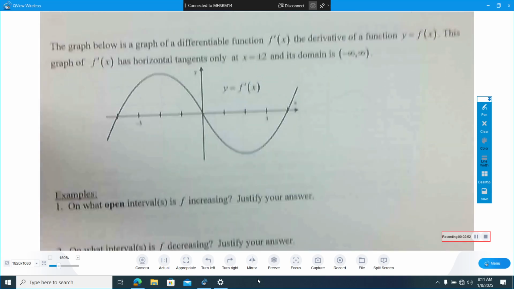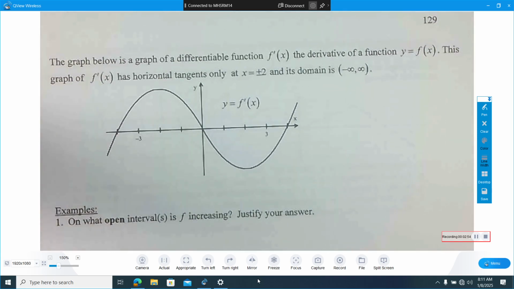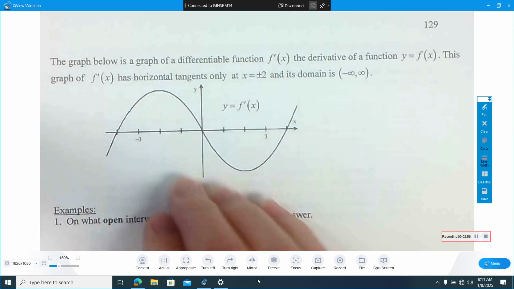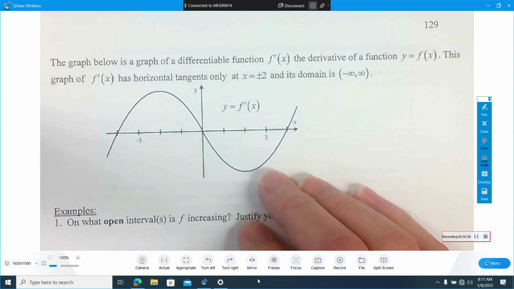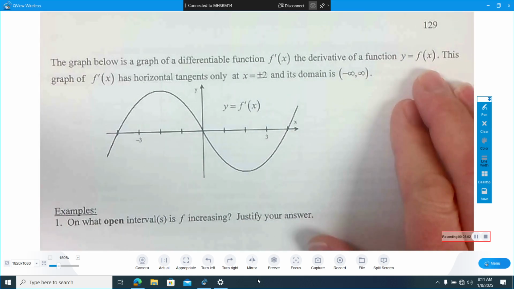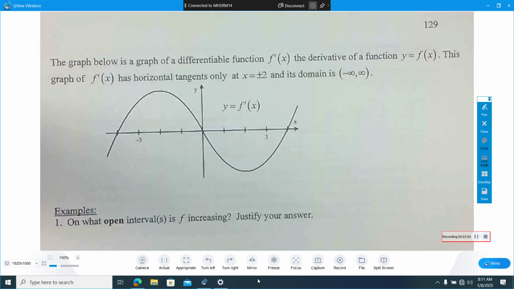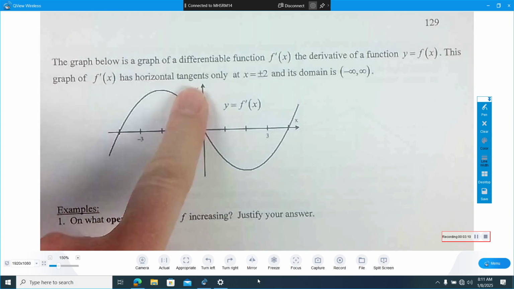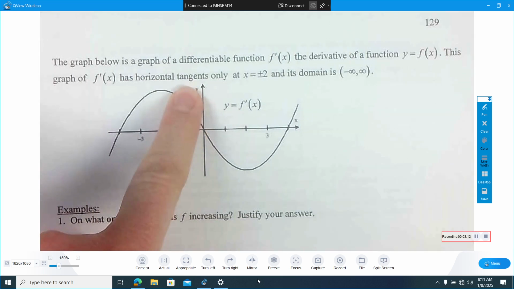We have a lovely little graph. The graph below is a graph of a differentiable function. F prime is the derivative of the function y equals f of x. And we are looking at the graph of f prime. It has horizontal tangents, and this is an important part too. All the questions on the AP test always have a little paragraph to start, right?